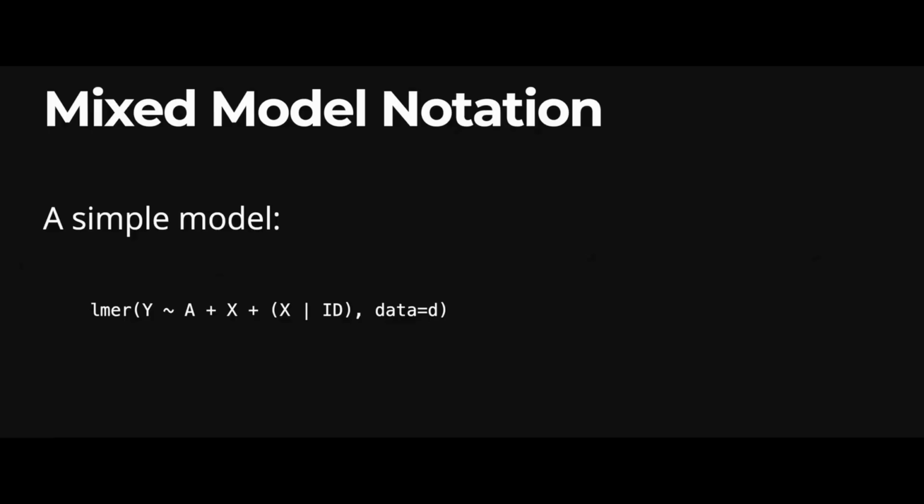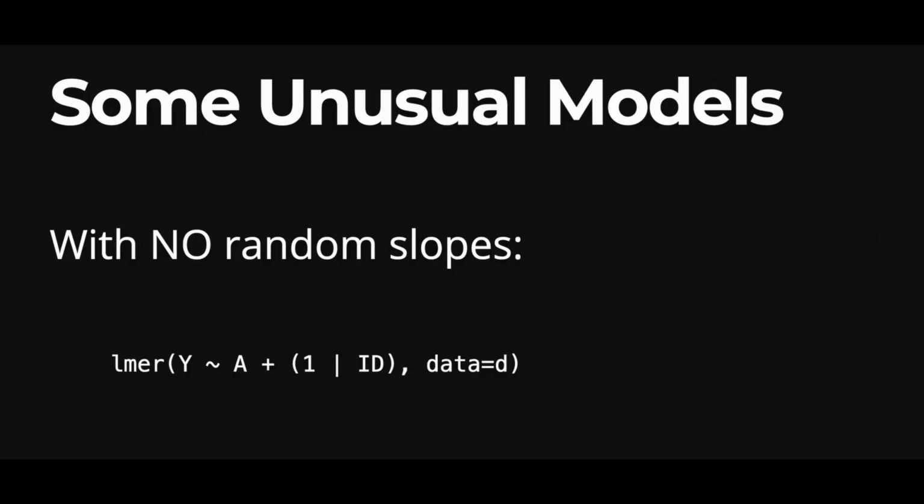And if we go back to our simple model, y tilde a plus x plus parentheses x given ID, implicit in this, there is a 1 there. But R just assumes by default that there is a 1 there. And so you don't have to specify it. However, if you have no random slopes like in this model, you do have to specify it. Kind of annoying. I wish lme4 was a little more consistent, that you either always had to put the 1 there or never had to put the 1 there, but it is what it is. So again, if you have no random slopes, you've got to put that 1 there.